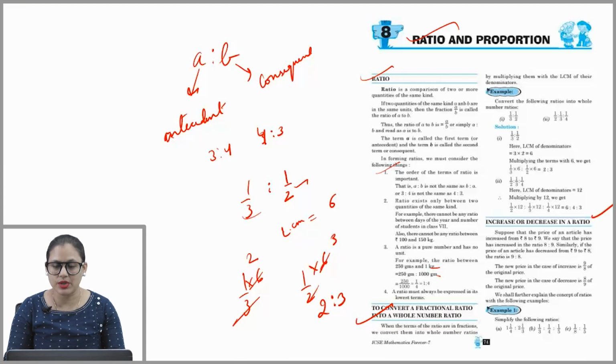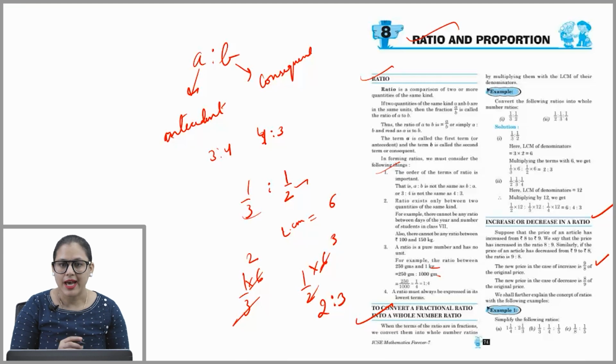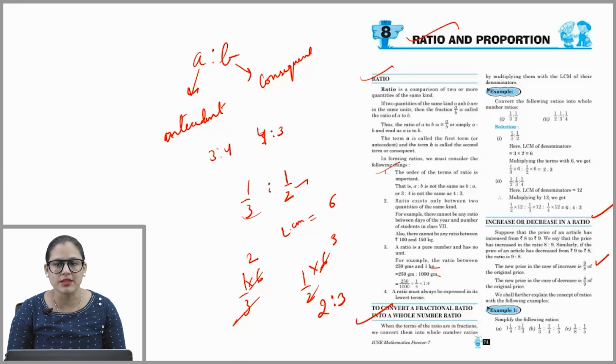Next, increase or decrease in a ratio. Suppose that the price of an article has increased from rupees 8 to rupees 9. We say that the price has increased in the ratio 8 is to 9. Similarly, if the price of an article has decreased from rupees 9 to rupees 8, the ratio is 9 is to 8. So, the new price in the case of increase is 9/8 of the original price, and the new price in the case of decrease is 8/9 of the original price. We shall further explain the concept of ratios with the following examples.